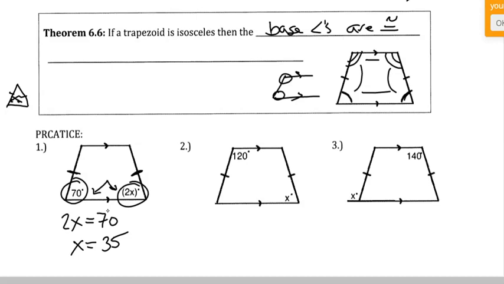How about this one? This isn't like a parallelogram where we know the opposite angles are congruent. So how are we going to work through this?